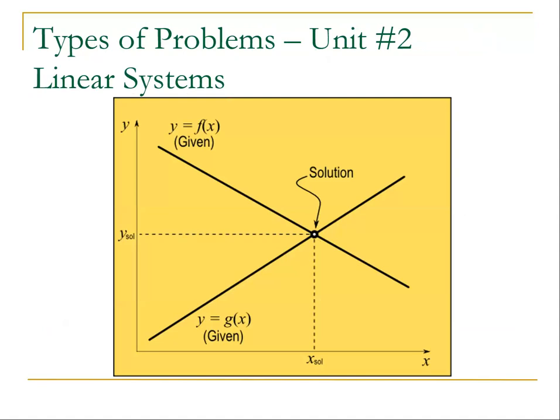Yes, sir. You can't have two y's because y is a child. Only one y, you have two functions, but you can only have one y. So where the two functions meet is the solution to that system. Father, mother. You can have more than two. You can have several. But the point is, the solution is where they all agree.